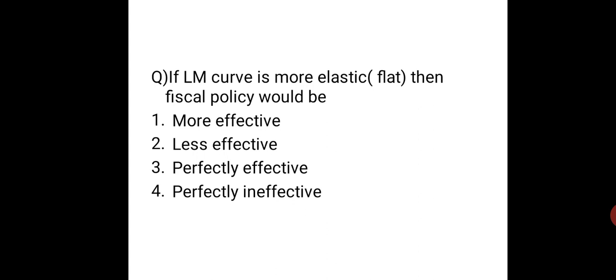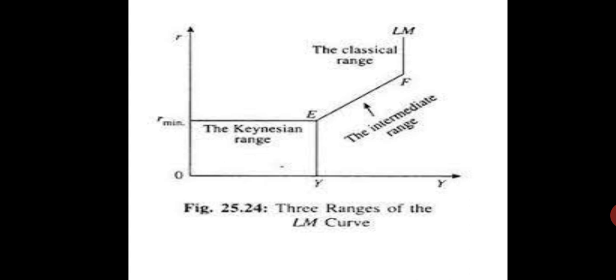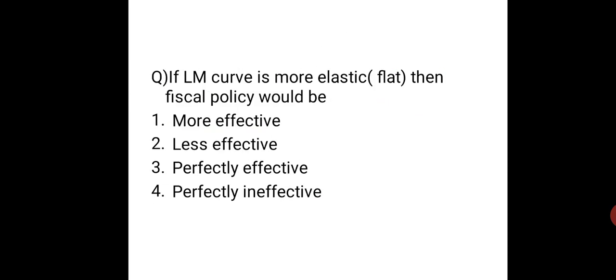If LM curve is more elastic, that means flat, then fiscal policy will be. So when you know that LM curve is flat, they are talking about Keynesian range, and under Keynesian range, what kind of policy is effective? Fiscal. Right? So fiscal policy is more effective. The answer is 1.